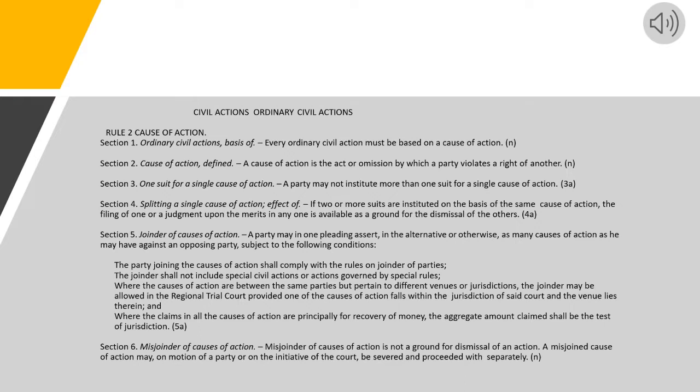Section 6. Misjoinder of causes of action. Misjoinder of causes of action is not a ground for dismissal of an action. A misjoined cause of action may, on motion of a party or on the initiative of the court, be severed and proceeded with separately.